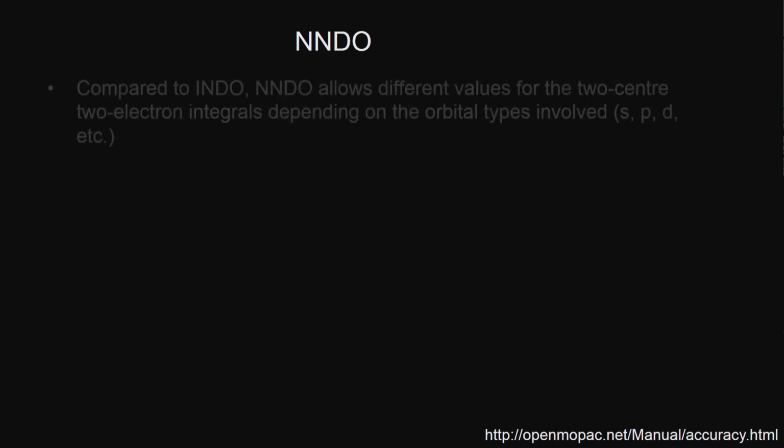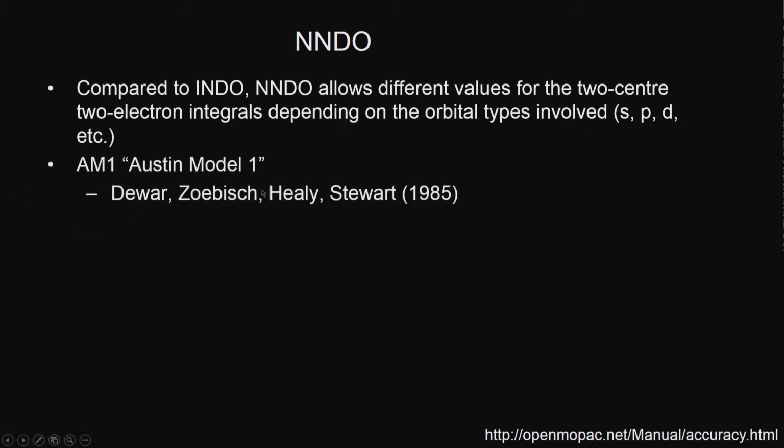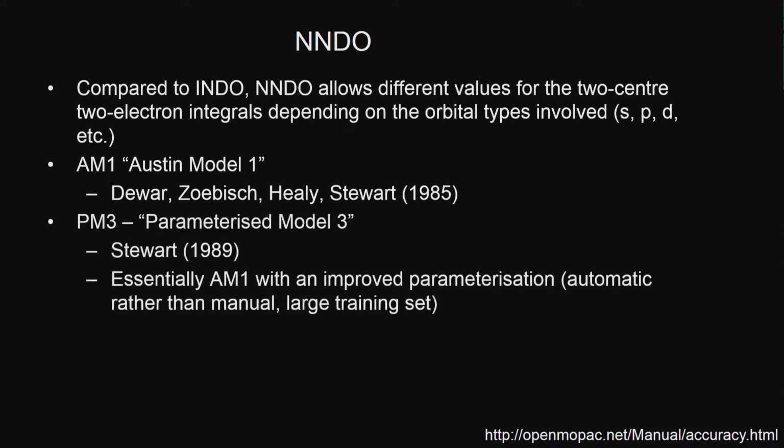Then comes NDDO. Compared to INDO, NDDO allows different values for the two centered 2 electron integrals depending upon the orbital type S, P, D, etc. You have the AM1, Austin model 1, which was developed in 1985 by this group, and then we have PM3, a parameterized model, again by Stewart in 1989. So it is AM1 with an improved parameterization, automatic rather than manual, using a large training set. They used a larger training set to get the parameters for this model.